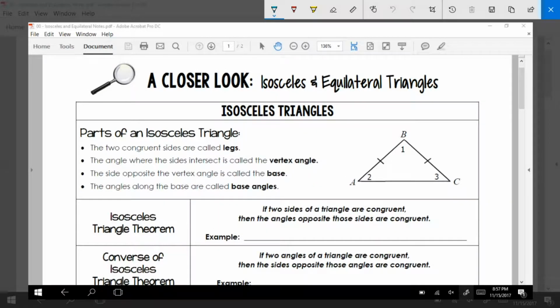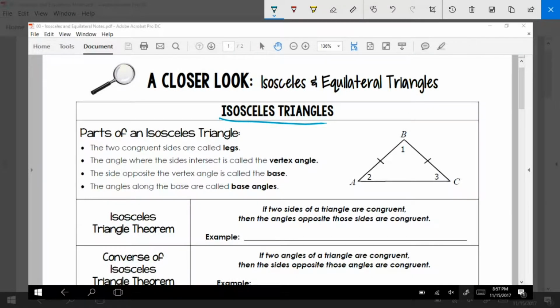And today, you can see at the top of the paper, we're going to be taking a closer look at isosceles and equilateral triangles. So yes, we're going to be starting with isosceles and equilateral triangles. Let's say that together. First, we're going to start with the isosceles. So isosceles triangle. Now let's take a look at the parts of an isosceles triangle.